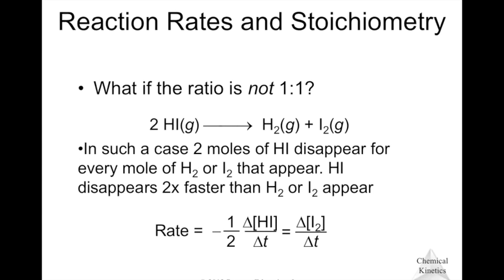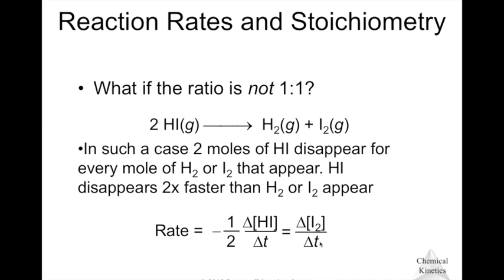So that's great if it's a one-to-one relationship, but what if it's not a one-to-one relationship? So an example of that is 2HI turning into an H2 molecule and an I2 molecule. So in this case, 2 moles of HI are going to disappear for every mole of H2 or I2 that's appearing. So HI is disappearing 2 times faster than the products are appearing. So in this case, it's disappearing at half the rate.